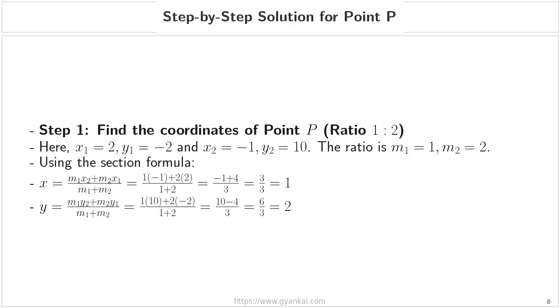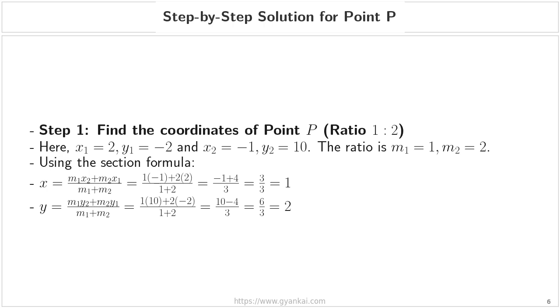Now, let's apply the section formula. To find the x-coordinate, we multiply m sub 1 by x sub 2, then add the product of m sub 2 and x sub 1, and finally divide the whole thing by the sum of m sub 1 and m sub 2. When we plug in our numbers, that gives us 1 times -1 plus 2 times 2, all divided by 1 plus 2. This simplifies to -1 plus 4, which is 3, all divided by 3. This leaves us with an x-coordinate of 1.